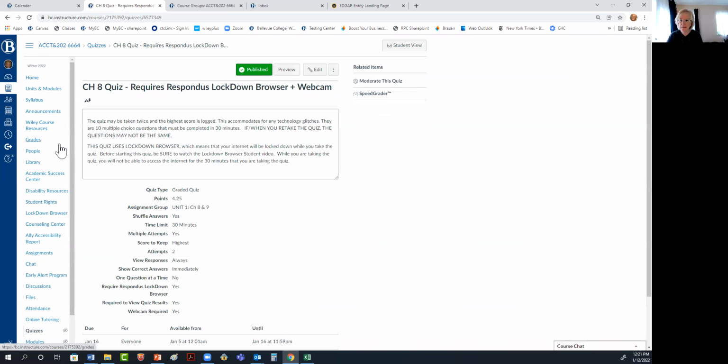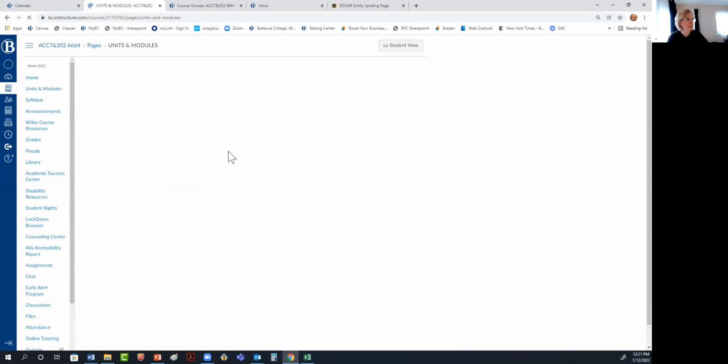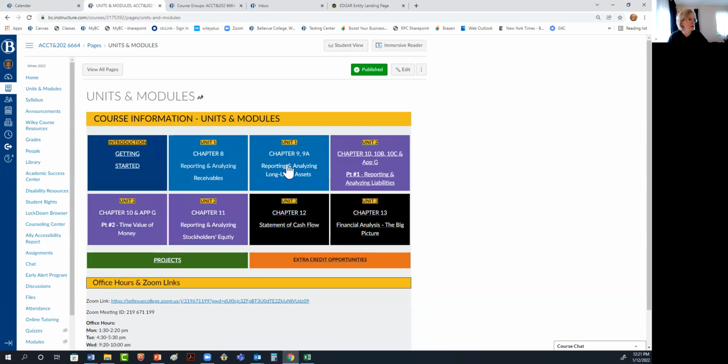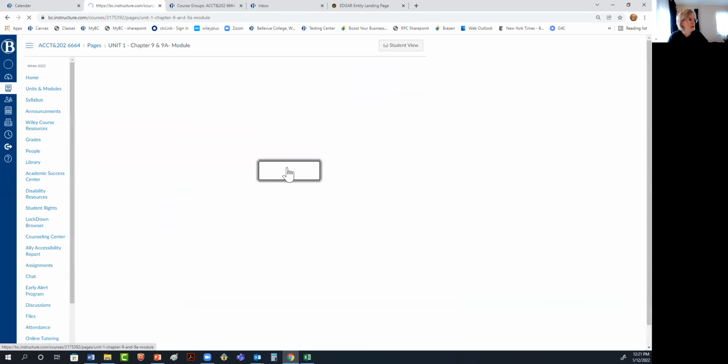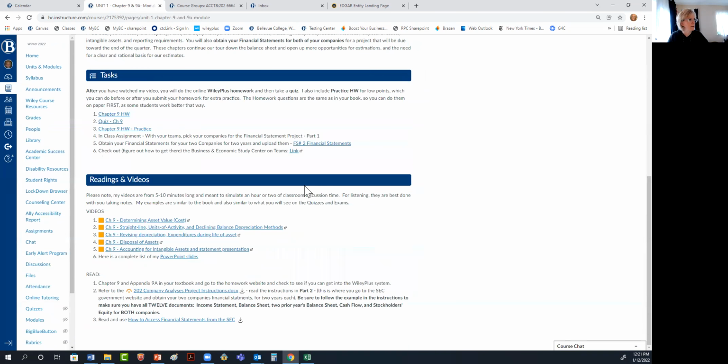Finally, go into Units and Modules. If you're interested, you can take a quick look at the project under Chapter 9. You can scroll down and see the 202 company analysis project instructions. You can download those and take a look. They're going to be very similar to last quarter. We'll go over some of it in class, but it'll be focused on the material from the second half of the book.